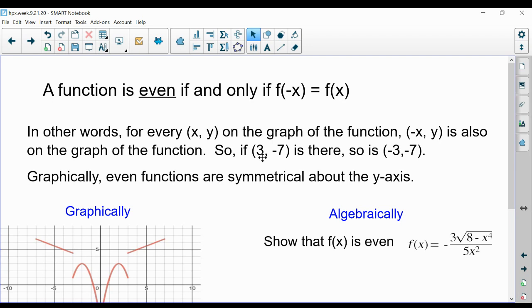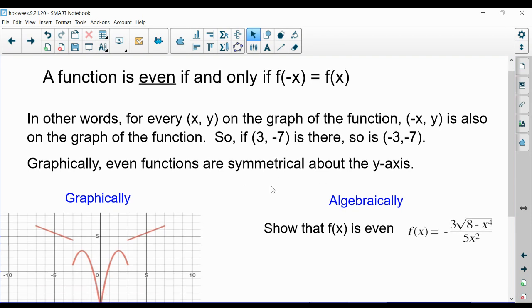So for example, if (3, -7) is on the graph, then so is (-3, -7). So 3 resulted in -7. But if I take the opposite of 3, that is -3, then the result is still the same. And that relationship will happen for every ordered pair if the function is even. One of the consequences of that is that it's symmetrical about the y-axis.